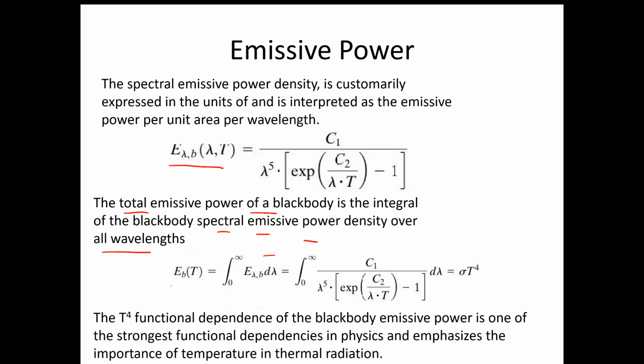that black body spectral emissive power ends up being a function of the temperature to the fourth power, right? So that temperature to fourth power functional dependence of the black body emissive power is one of the strongest fundamental dependencies in physics and emphasizes the importance of temperature in thermal radiation.